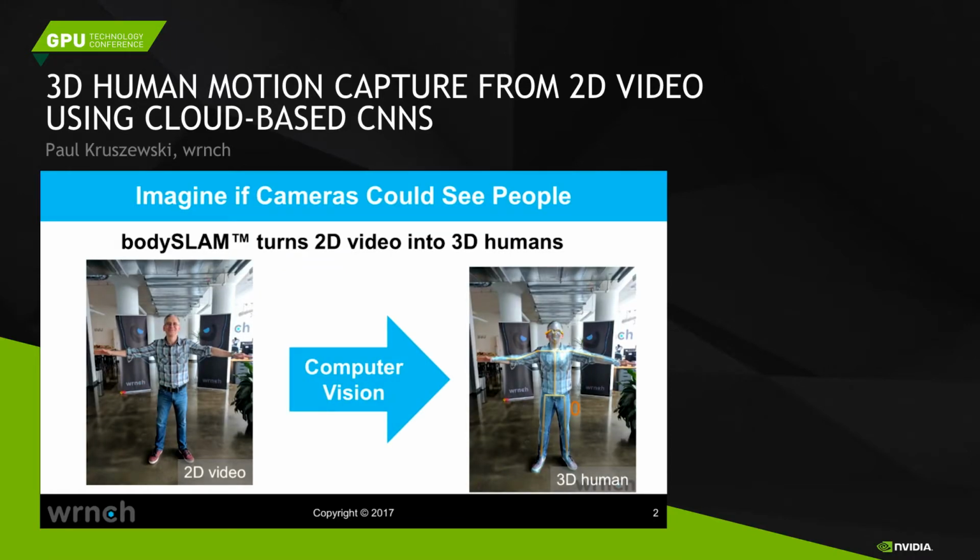So imagine if cameras can see people. Specifically, where I want to go with this longer term is when phones can see people. So we've developed a thing called bodySLAM that takes 2D video and generates 3D humans.